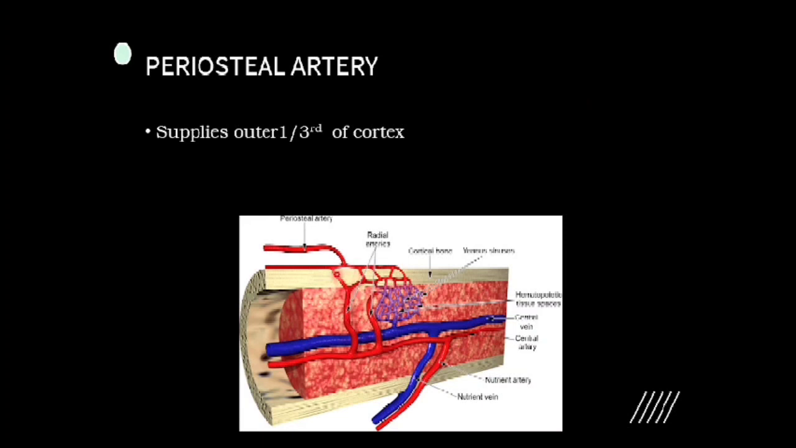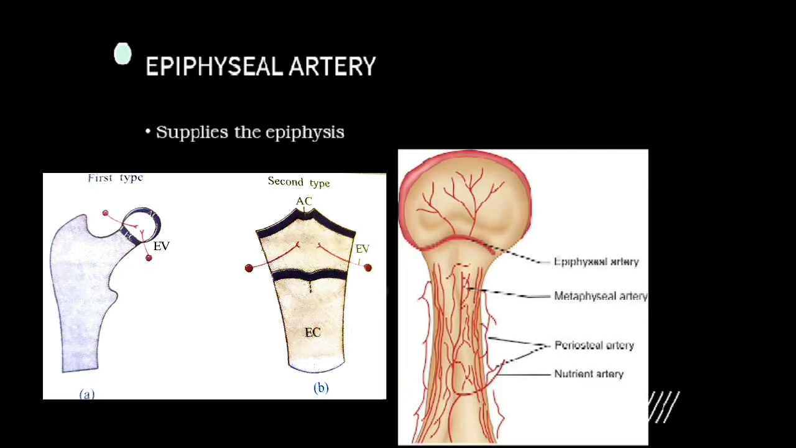Numerous vessels ramify beneath the periosteum, as you can see in this figure, and they enter the Volkmann's canal to supply the Haversian system in the outer one-third of the cortex, or the outer one-third of the compact part of the bone. Next set is the epiphyseal artery. It supplies the epiphysis. According to the mode of blood supply, it is divided into two types. In the first type, you can see the articular cartilage and the epiphyseal cartilage are continuous, for example in the head of femur.